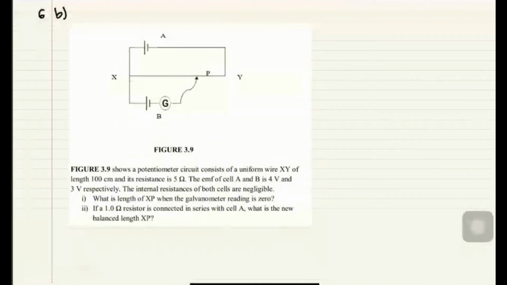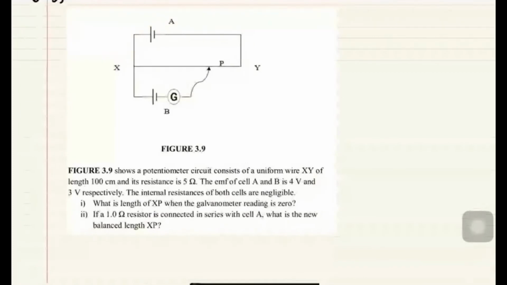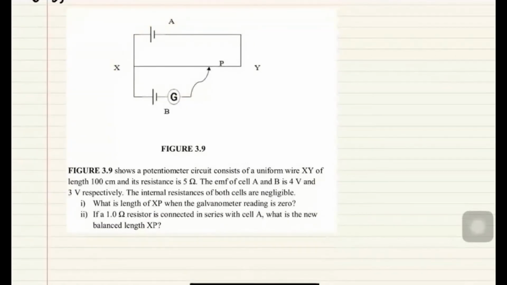First of all, if it were me in the exam, I would redraw the circuit and label it. For example, it says the length of the wire XY is 100 cm, so this part is 100 cm. The resistance is 5 ohm, so for the 100 cm length, the resistance is 5 ohm. The EMF of cell A and cell B is 4 and 3, so this one will be 4 volt and this one is 3 volt. The internal resistance for both cells is negligible.